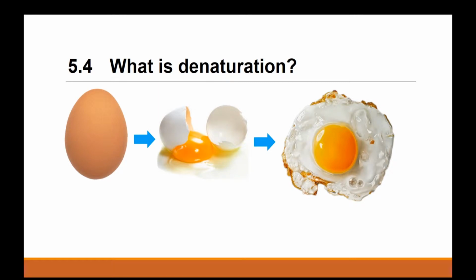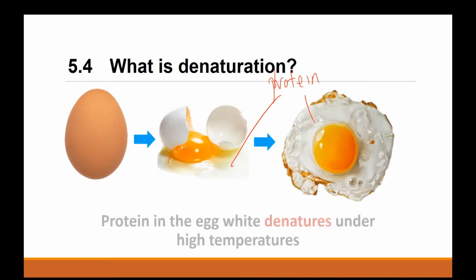Now, what am I trying to draw over here? You notice that in your egg white, there's a lot of protein. The protein initially, before you heat it up in the frying pan, was colorless. After you heat it up, it became white in color. So definitely a chemical reaction happened to the protein, right? And this chemical reaction is what we call denaturation. So we say that the protein in the egg white denatures under the high temperature.